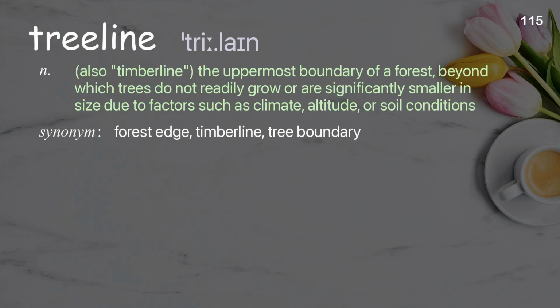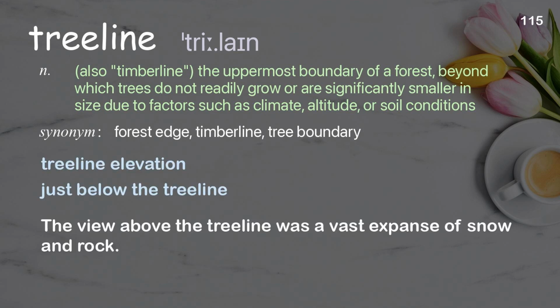Tree line. Also timberline, the uppermost boundary of a forest, beyond which trees do not readily grow or are significantly smaller in size due to factors such as climate, altitude, or soil conditions. Examples: Treeline elevation. Just below the treeline. The view above the treeline was a vast expanse of snow and rock.